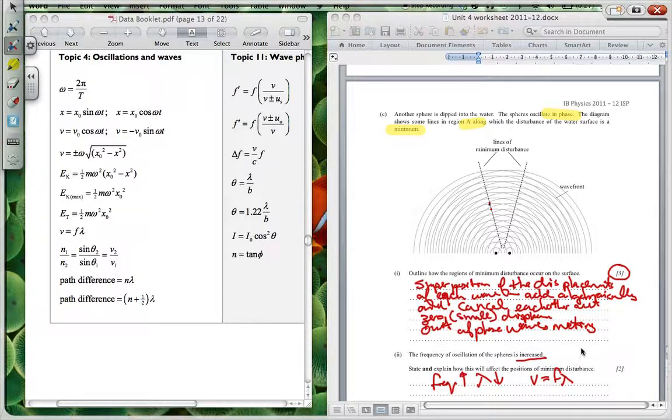So therefore, you're going to have this difference here. These will be closer together, and therefore the position of the one minimum and the other will come closer together. Alright, so that's the end of that question.